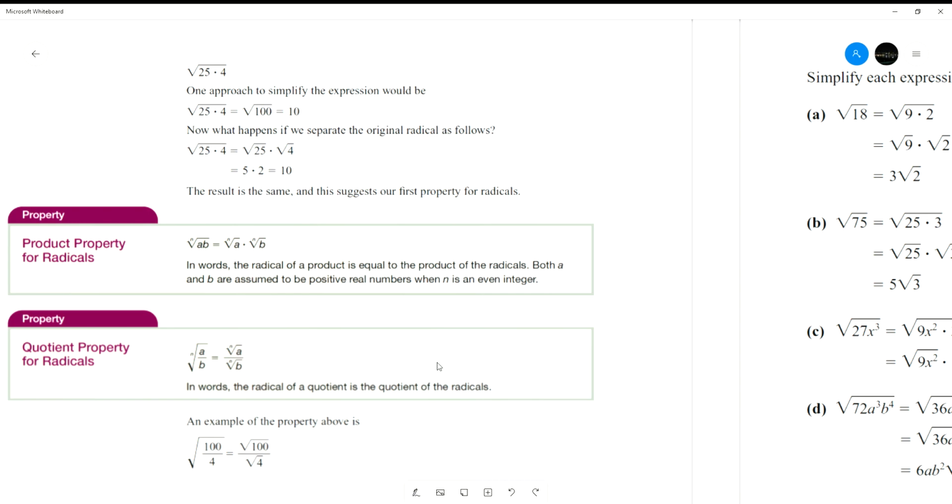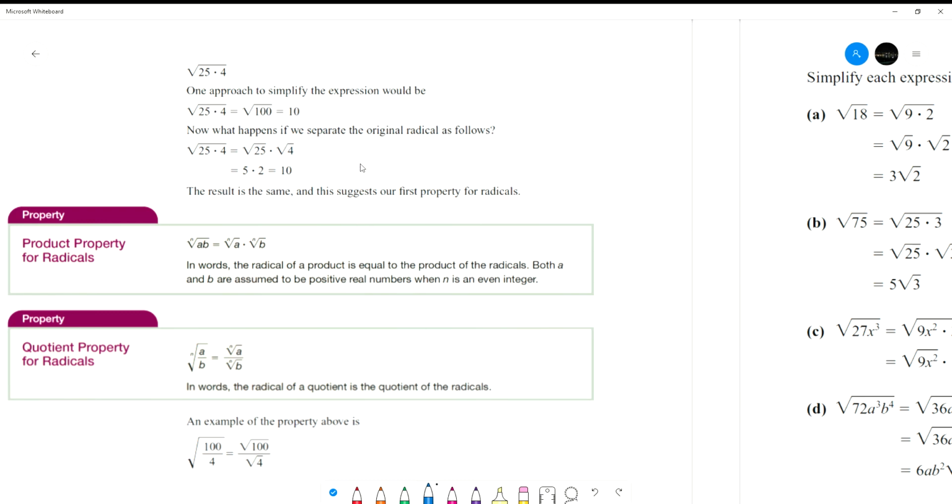the square root of 25 times 4, both under the radical, right? There are actually two ways to do that. The first way is you multiply the numbers under the radical, so you get 25 times 4 equals 100. So this is the square root of 100, which equals 10.